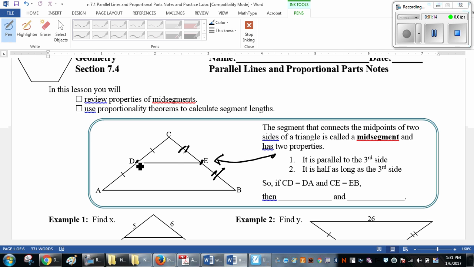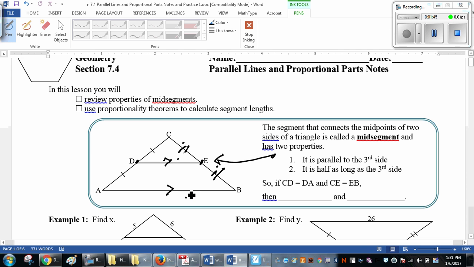Now here's what we know about it. It's parallel to the third side, which does a lot for us. That DE right there, the midsegment, is parallel to AB right there. That's the third side. It looks parallel. This is obvious. Again, parallel to the third side. And the other thing is that it's also half as long. So AB is twice as long as DE. That makes sense, again, because it's the midpoint. So each of these pieces are half, and then this is half of that.